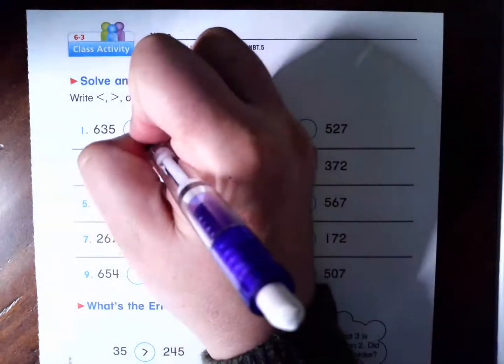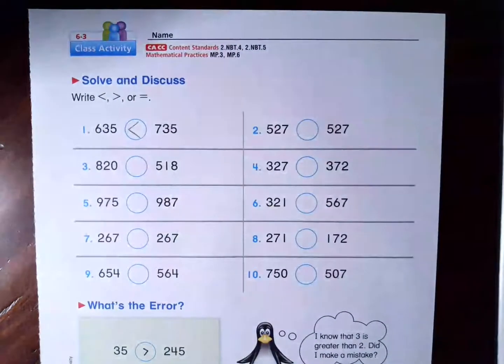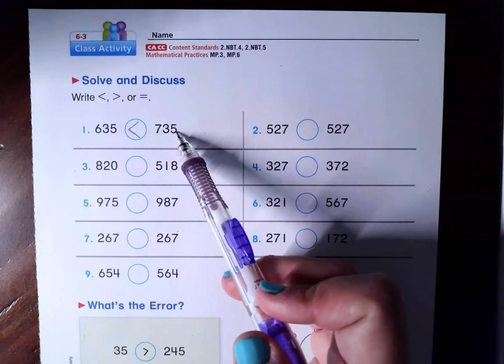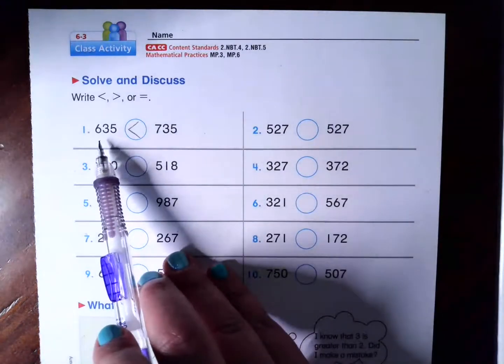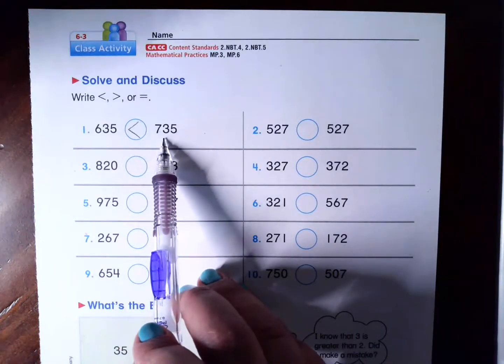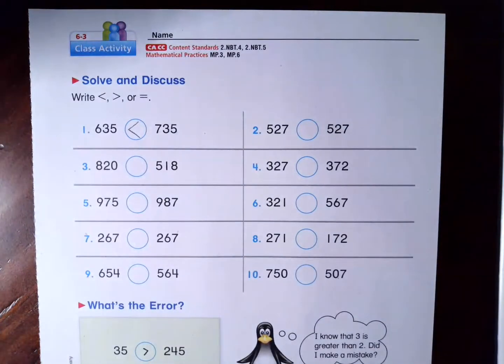So for number 1, our symbol is going to be the less than symbol. It wants to eat the 735 because it is bigger. So this reads 635 is less than 735. Let's go ahead and do a few more together, and then I will send you on your way.